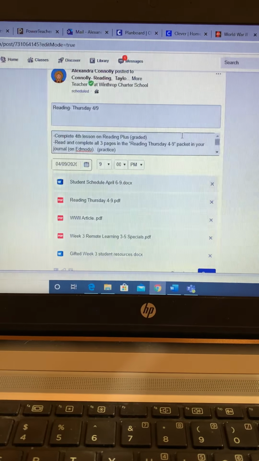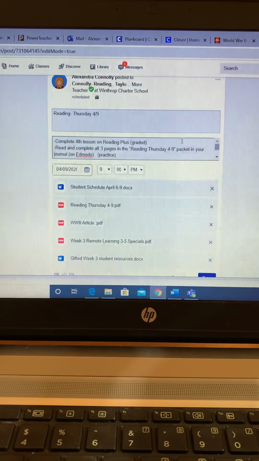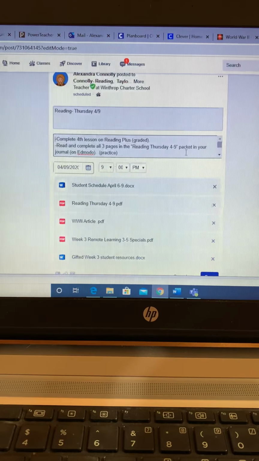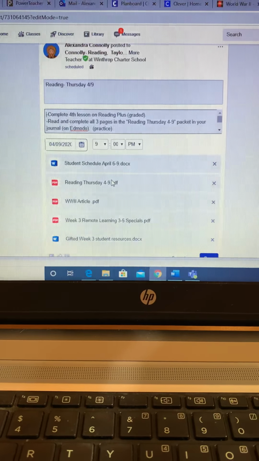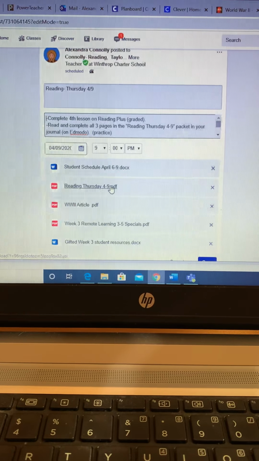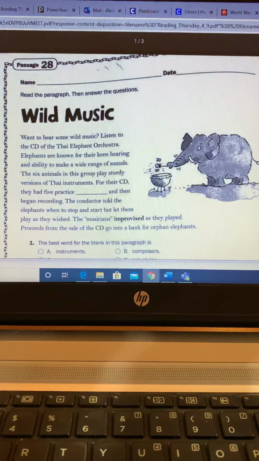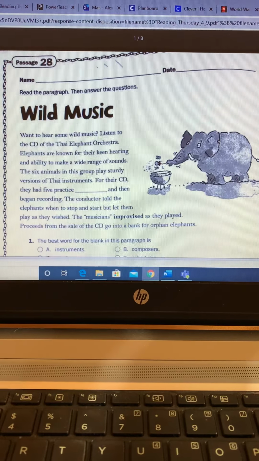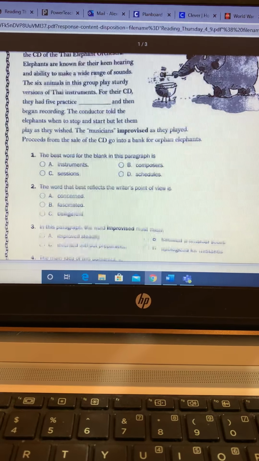All right, next it says read and complete all 3 pages in the Reading Thursday 4-9 packet in your journal on Edmodo. Okay, if you look right here, here is Reading Thursday 4-9. So when I open this up, the first reading you're going to read is Wild Music. It says read the paragraph, then answer the questions. So you're going to read through this.